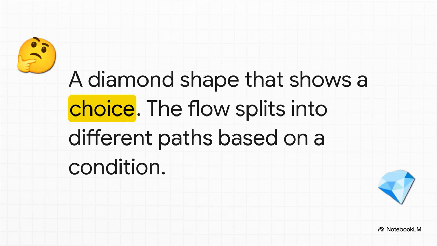All right, next up, the diamond shape. This is a decision node. This is your classic fork in the road, your if this, then that moment. The process hits this point and has to answer a question, something like, is the sugar level stable? And depending on the answer, it's going to go down one path or another. This is where the system has to make a choice.